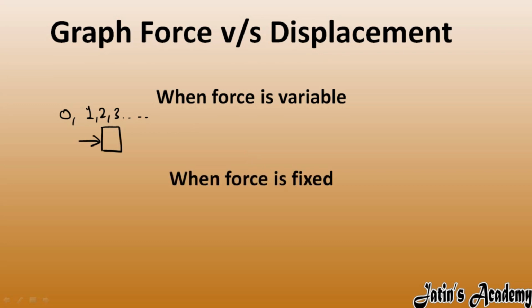Next we have when force is fixed. Force is fixed means, for example, on a block I am applying a 50 Newton force. Now displacement occurs in the direction of force, but the 50 Newton remains constant. So this is an example when force is fixed. Now let's see the example.